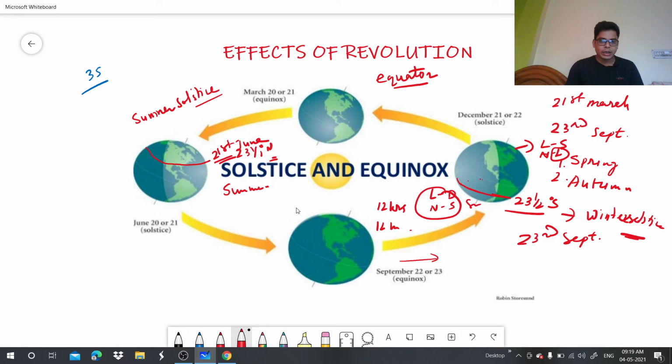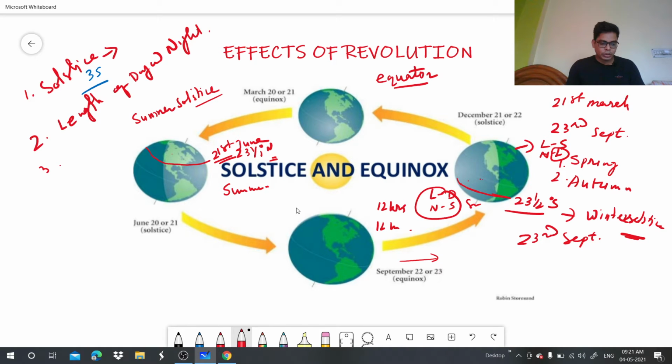On 22nd December, direct sunlight falls on the Tropic of Capricorn in the southern hemisphere, and due to this there will be the longest day and shortest night there, and the opposite scene in the northern hemisphere. On 21st March and 23rd September there will be equal day and night, with the circle of illumination giving 12 hours of day and 12 hours of night. This happens due to the revolution of the earth.